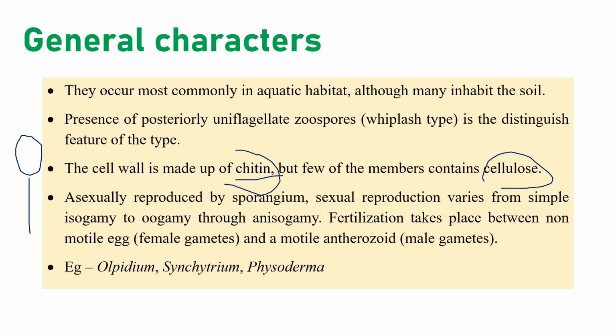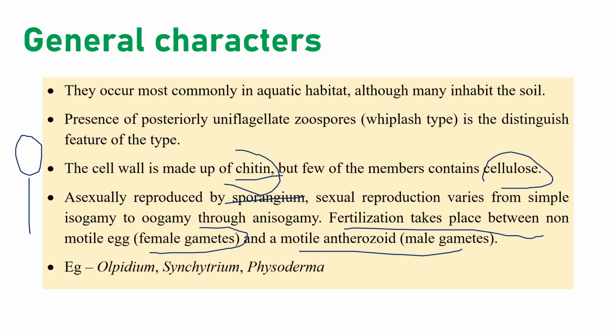Asexual reproduction takes place by sporangium, whereas sexual reproduction takes place by various other means like planogametic copulation, maybe anisogamy or isogamy, or maybe heterogamy, or maybe oogamy kind of sexual reproduction can be observed. Generally, fertilization takes place between a non-motile female gamete and a motile male gamete, that is called antherozoid, right? So this is generally how reproduction takes place.